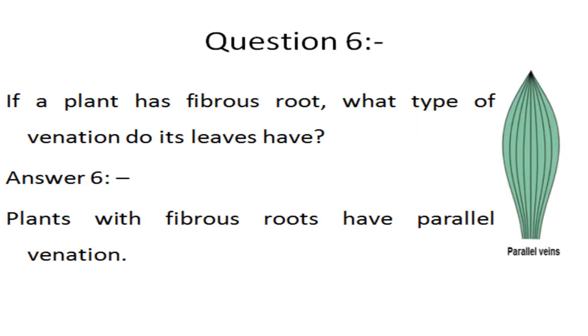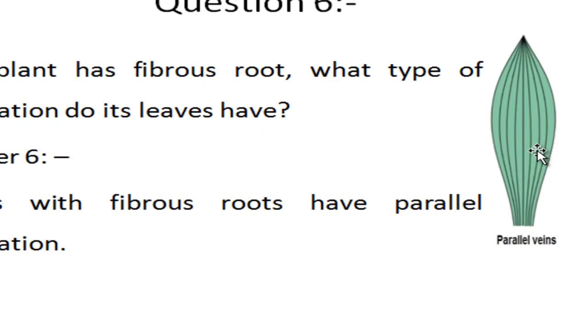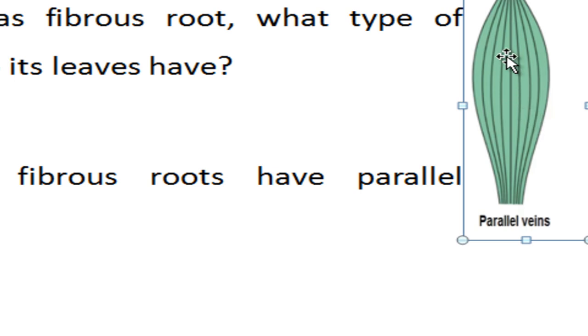Our next question is question number 6. If a plant has fibrous root, what type of venation does it have? So the answer would be plants with fibrous root have parallel venation. As you can see in this figure, those plants that are having the fibrous root, they would be having the parallel venation.